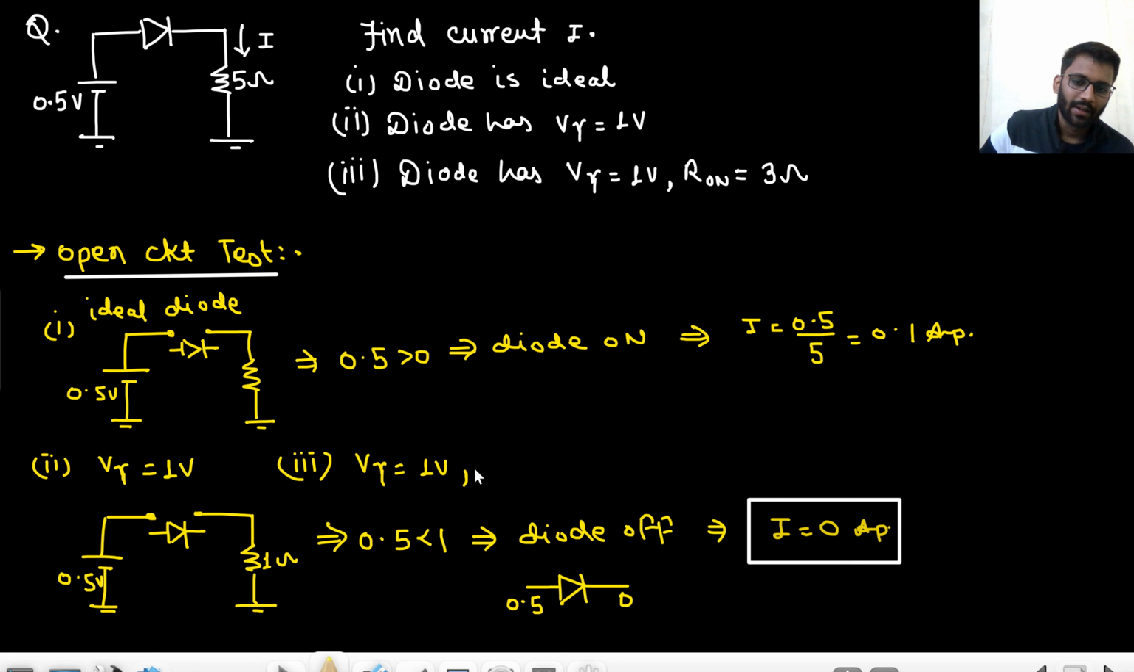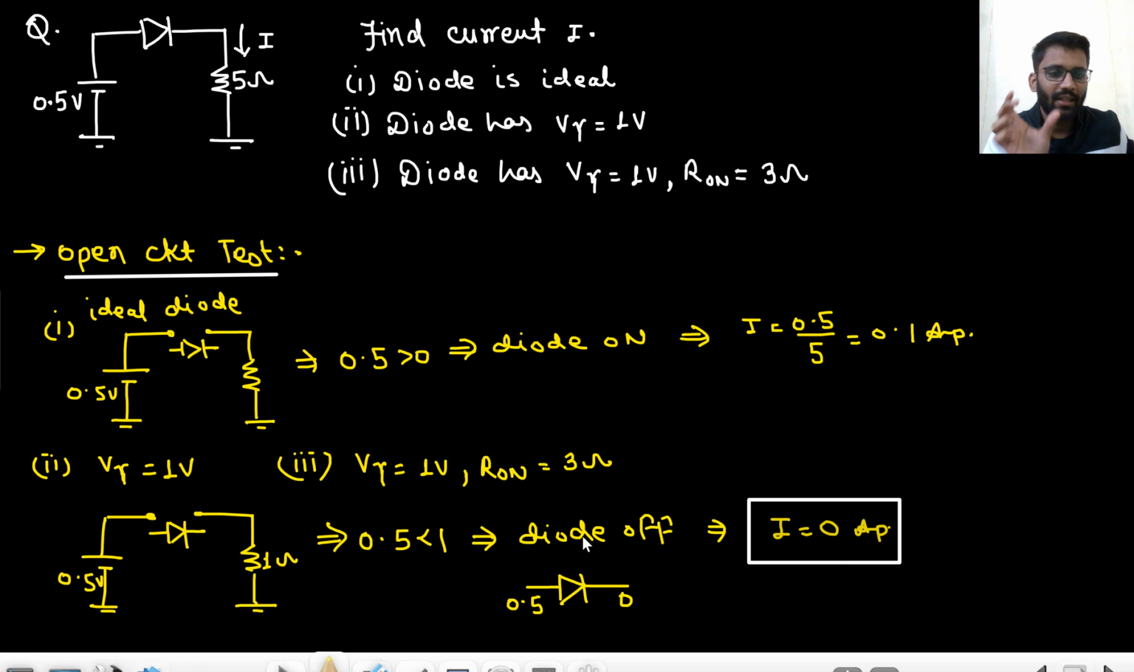So across the diode, you have to get more potential than the cut-in voltage. Cut-in voltage is 1 volt, but the potential that you are getting across the diode is 0.5 volt. That's why it is off.